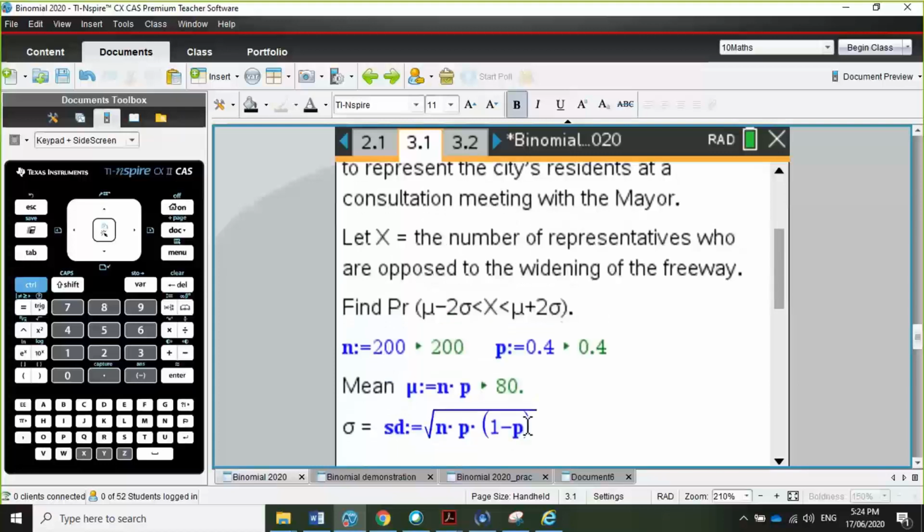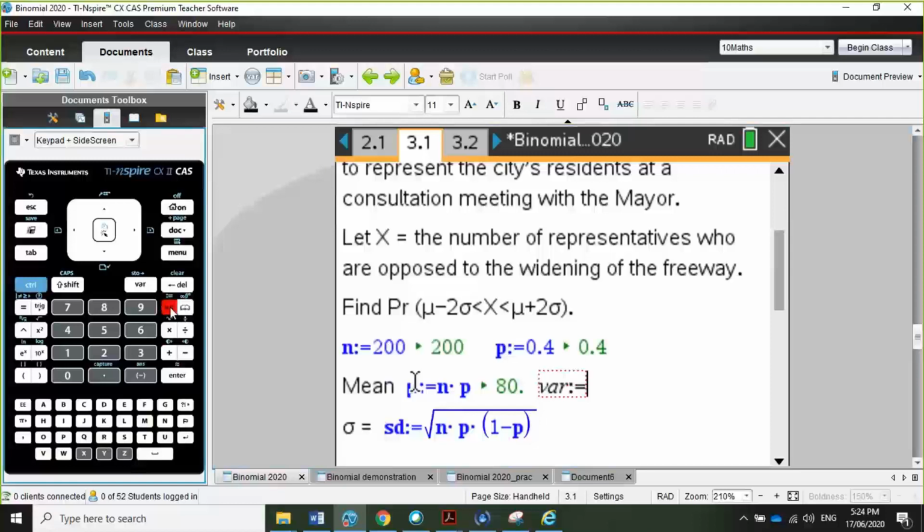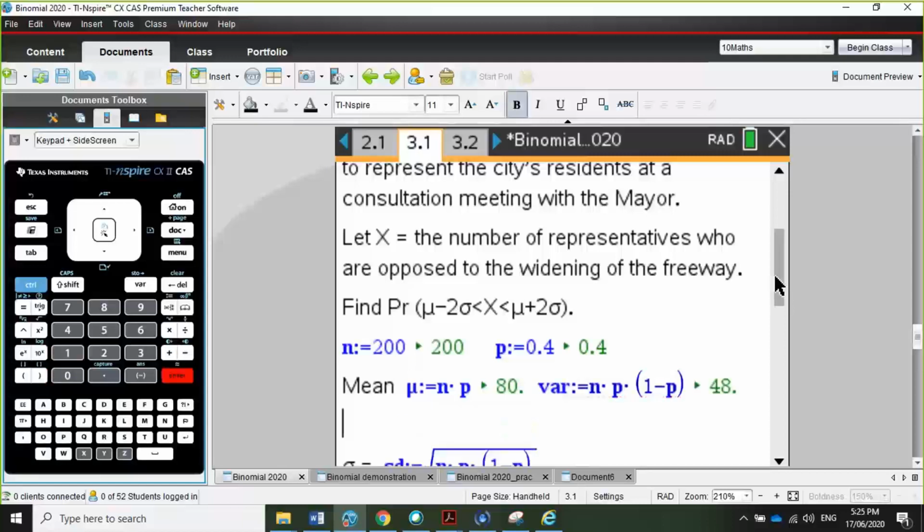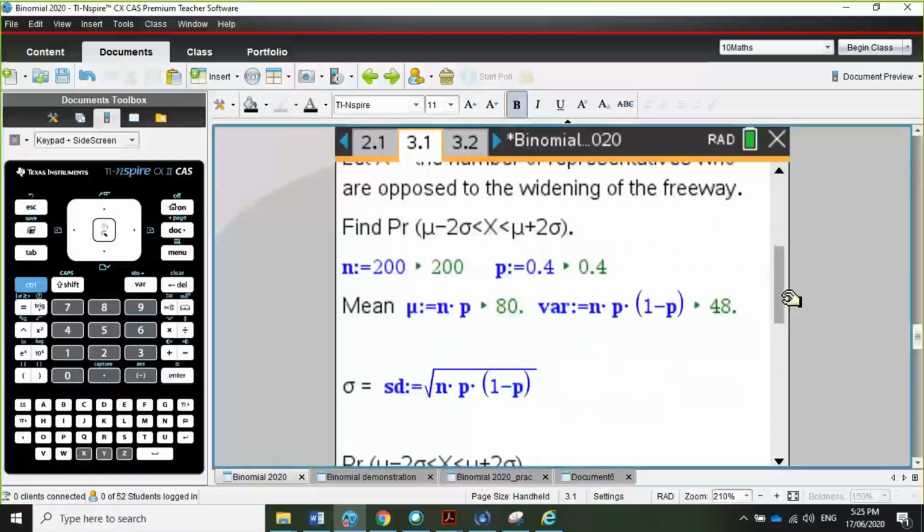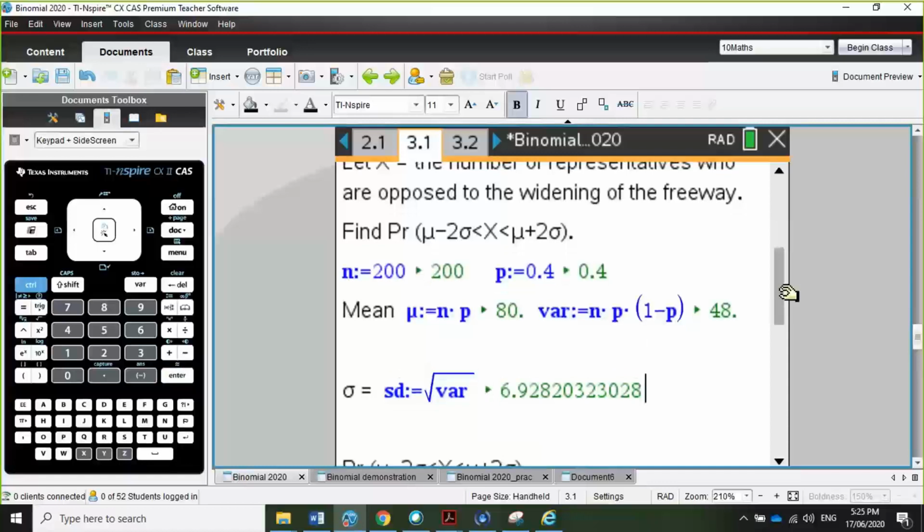And so we can work out our standard deviation. Now, our variance calculation, we could define that, and the variance here would be N multiplied by P multiplied by 1 minus P. And then we could say that our standard deviation is the square root of our variance. I've programmed in standard deviation here to be the square root of NP(1 minus P). This will work. There we go. And we get our standard deviation.